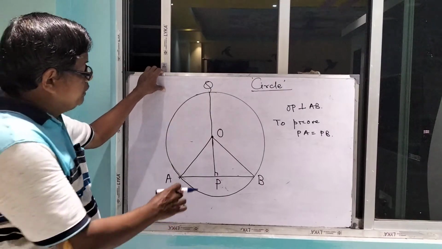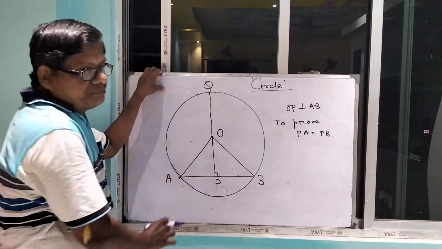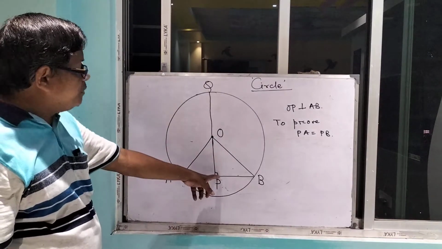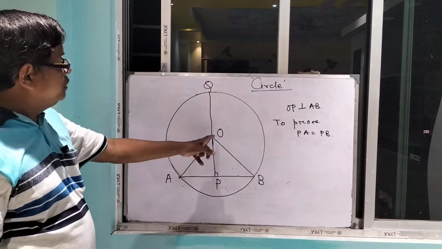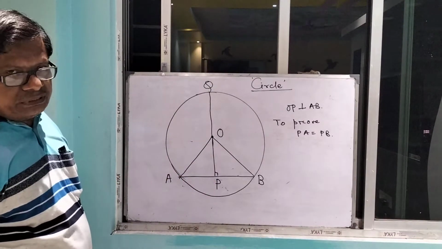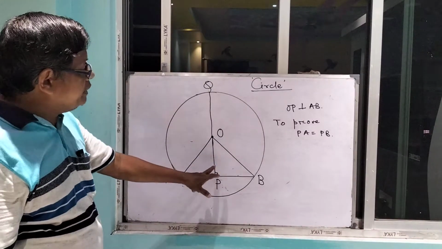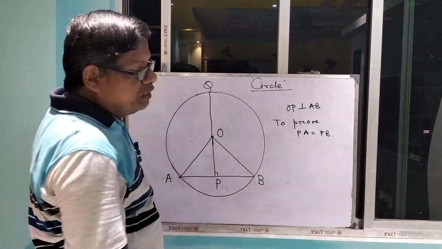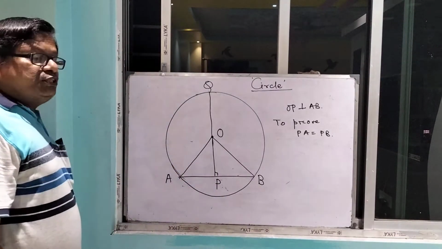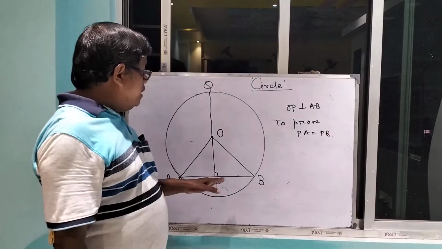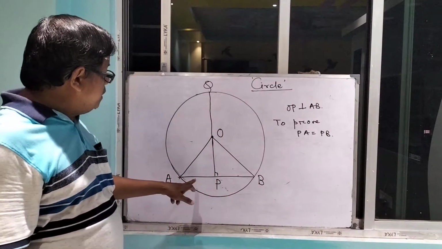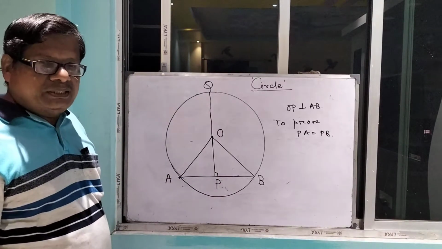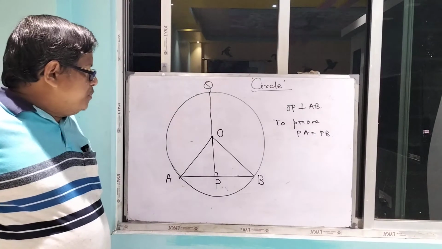If we consider the two triangles, both are radius, and this perpendicular is the common side, so the two triangles are congruent. Since they are congruent, we can say that the two sides PA equal PB. Understood?